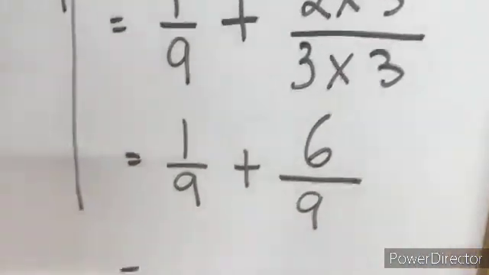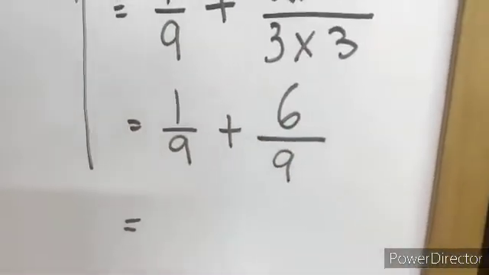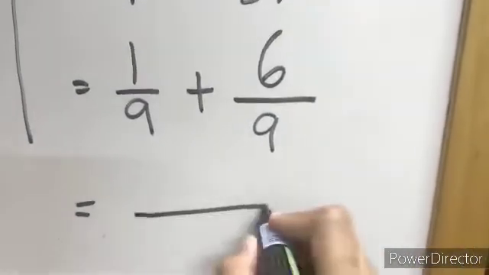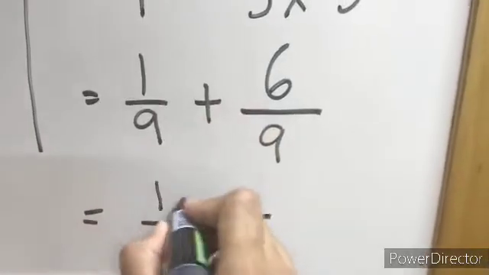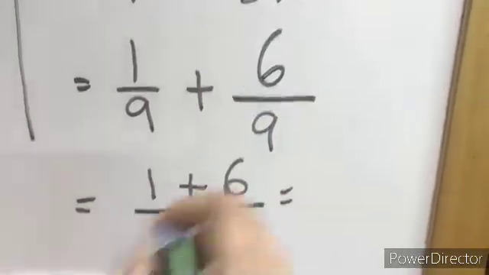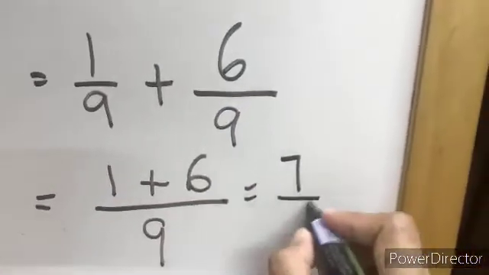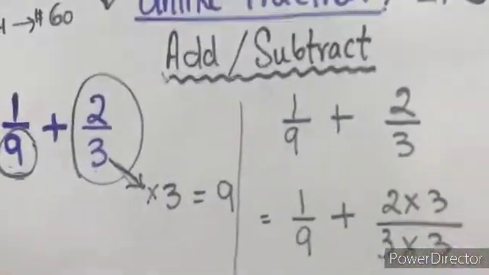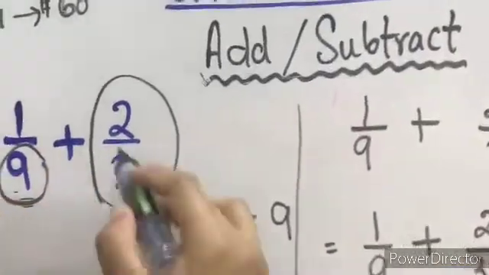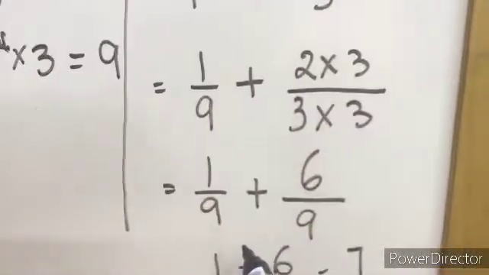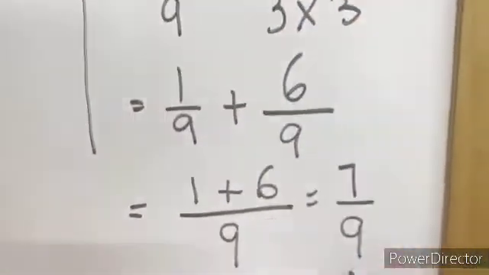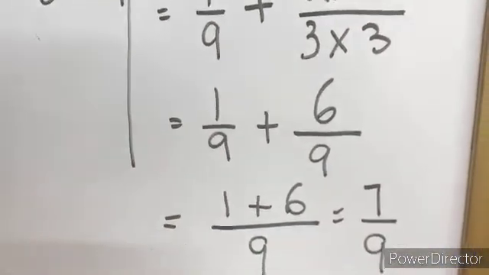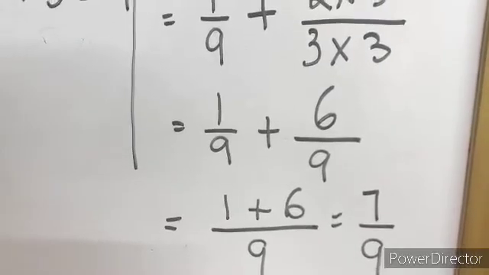Now, you can clearly see both denominators are exactly the same. So I will keep it in common and put down the values. 1 plus 6, 7. 7 by 9. So, it's resolved. See this? We changed different denominators into the same denominators and simply add them. This is very simple. You just need to practice them.